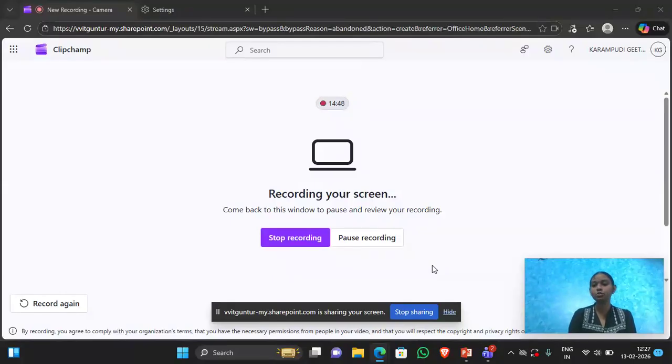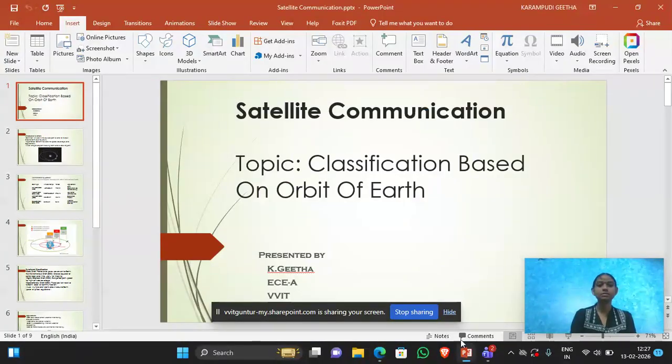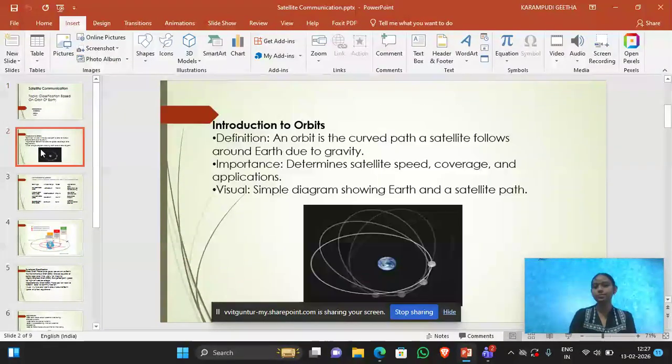Today I am here to present a satellite communication subtopic. The topic is classification based on the orbit of Earth. Today we see the orbits of Earth and the types of orbits, etc.